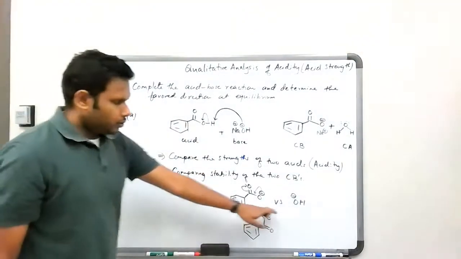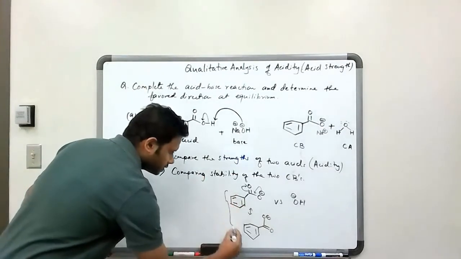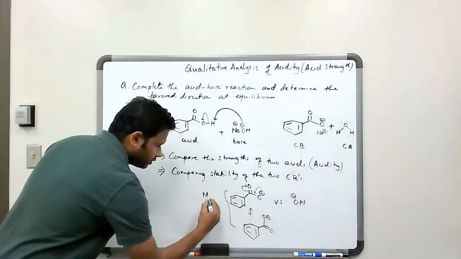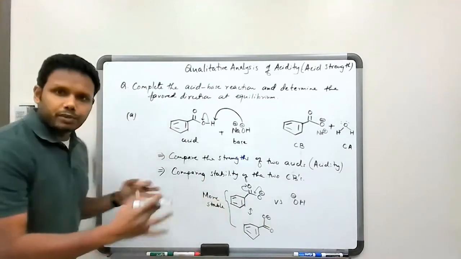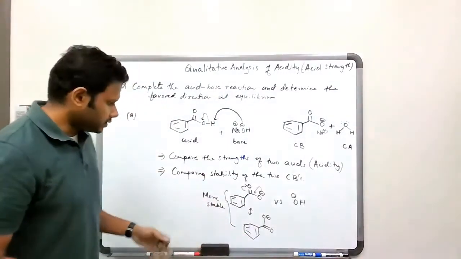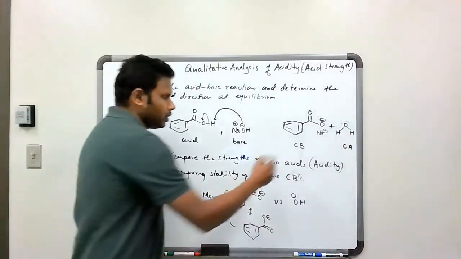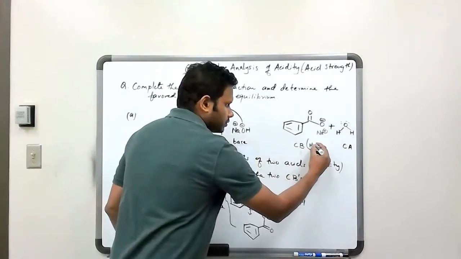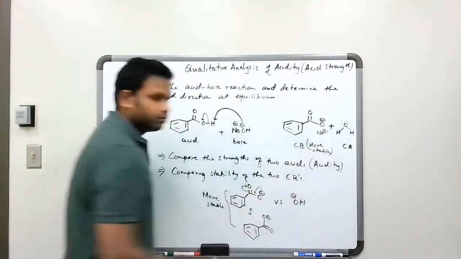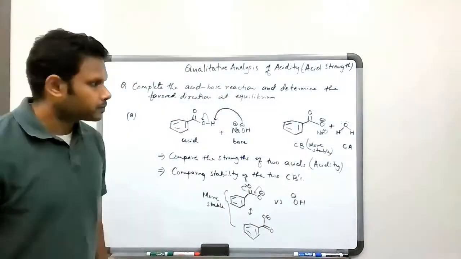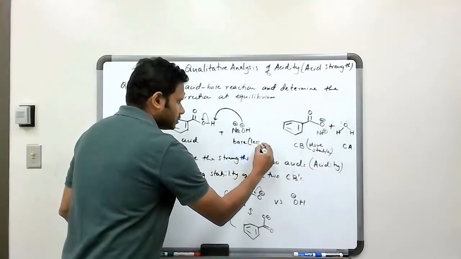And there is no resonance possible over there. And because of resonance, this conjugate base here should be more stable because we have spread out the charge, or we delocalize the charge. So this is more stable. The benzoate is more stable. So of the two conjugate bases, we have determined that this is more stable because of resonance. And this is less stable.